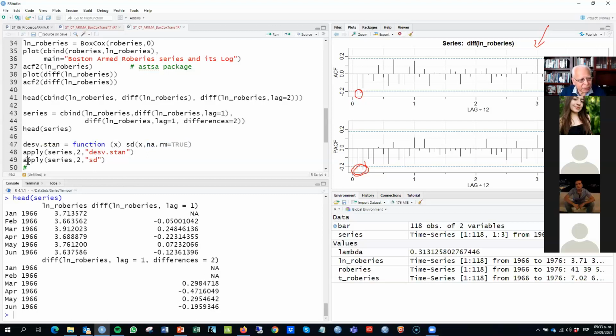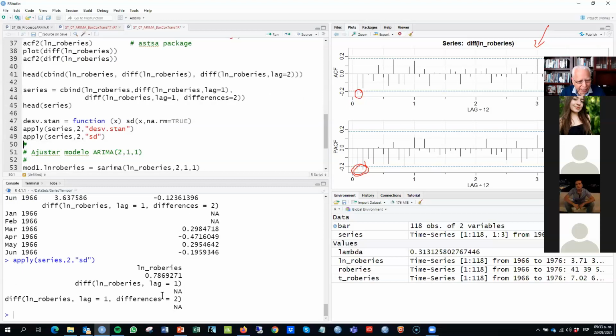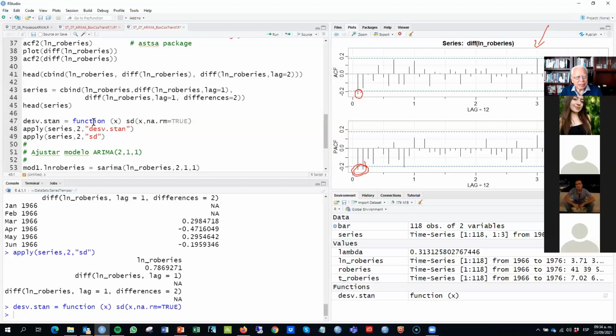If I just say apply with the standard deviation function, it will give me NAs here. It will not give me a standard deviation because I need to make sure that it removes the missing values. So that's why I define this function here. There's stand, and all it does is I define a function of x, which is essentially the standard deviation of x with the parameter na.rm, remove missing values, equal TRUE.